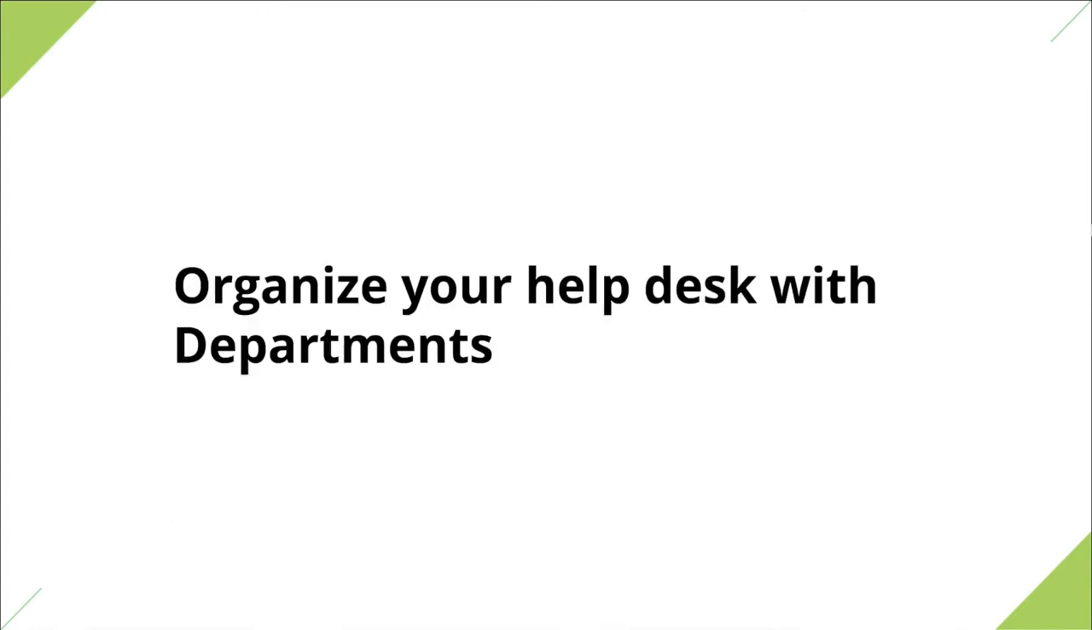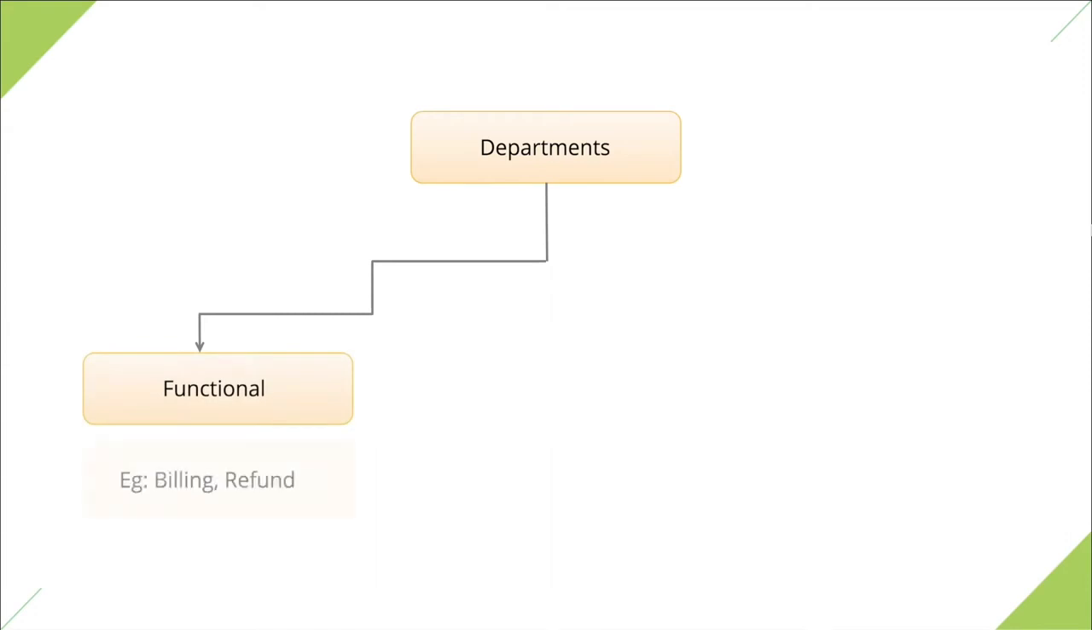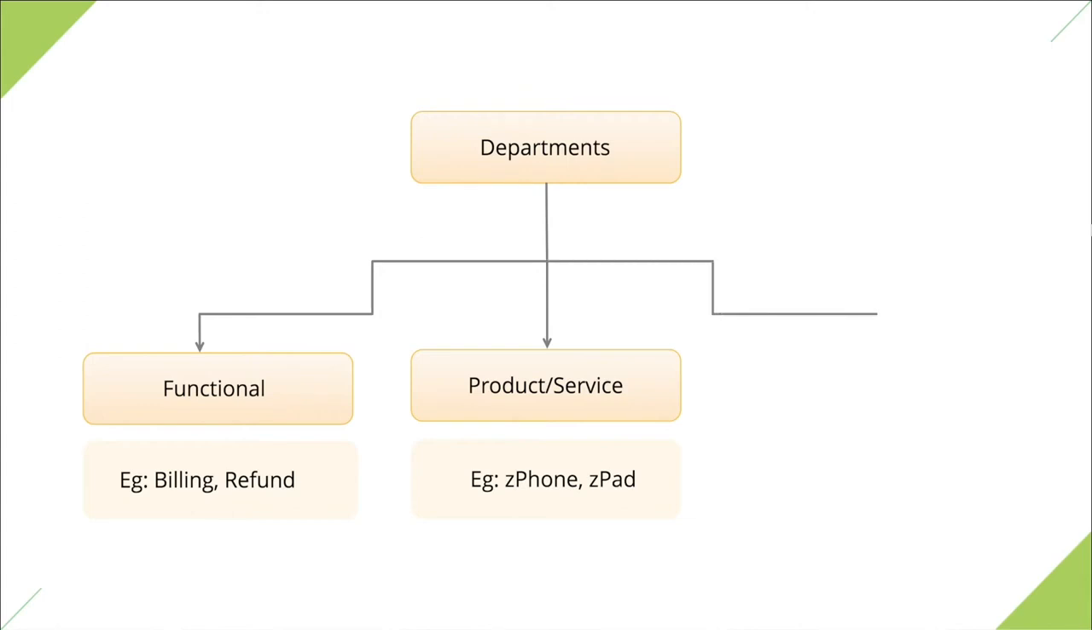Alright, first thing in the list is organizing your help desk with departments. But why should you do it? Let's take an example of a consumer electronics firm called Zilker. Zilker has several internal units that carry out various operations. You could perhaps classify their departments based on business functions like billing, returns, and technical support, based on products and services like smartphones, tablets, in this case Z Phone and Z Pad, and based on customer segment like the ones who have opted for premium support and the ones who haven't.